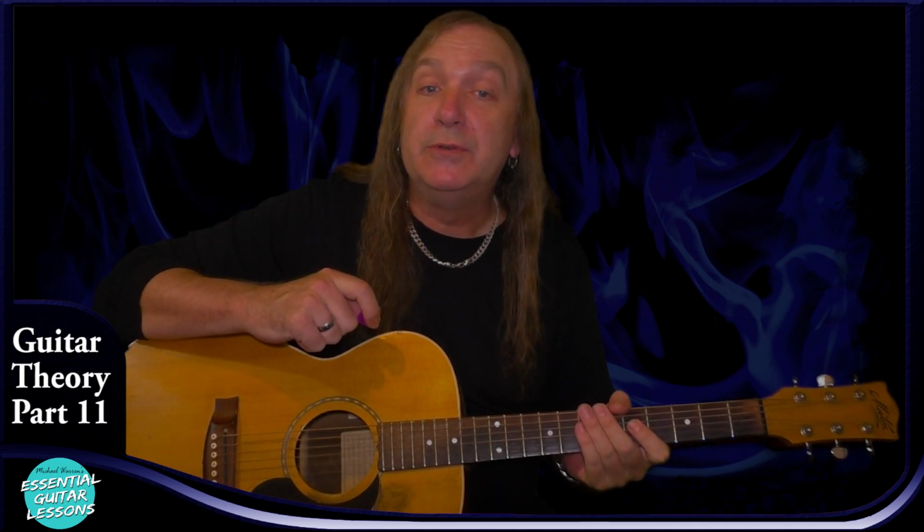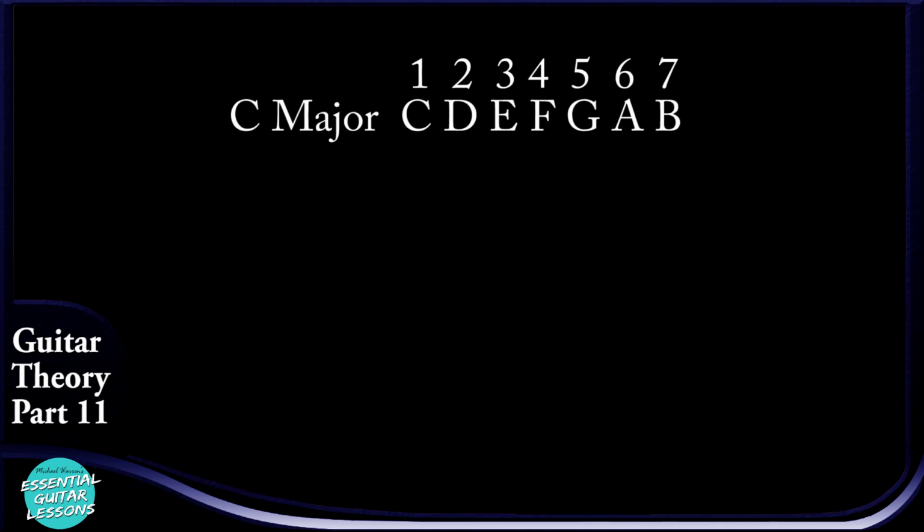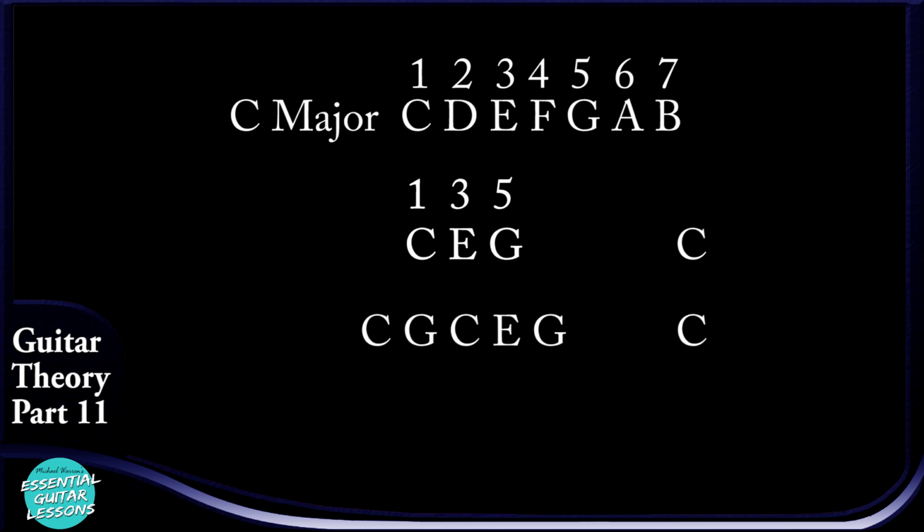So let's do some examples for you. So let's do C major. So we have the C major scale. We bring down the first, the third and the fifth. So we have C, E and G. So that's our C major chord, or we just say C. Now if the notes were C, G, C, E, G, that would still be a C major or a C. We've only repeated the same notes and the C is still the lowest note.